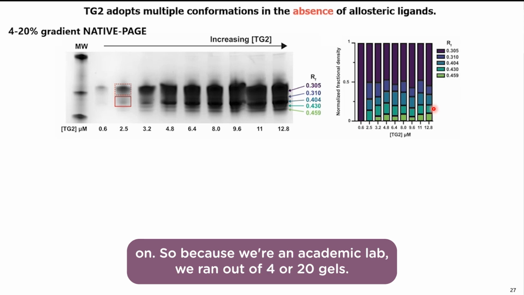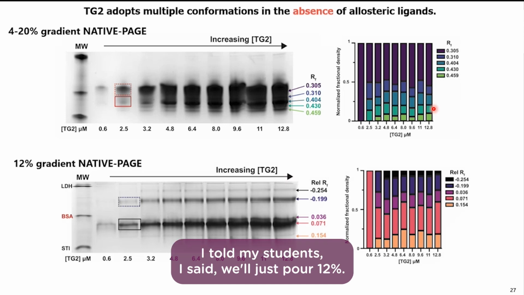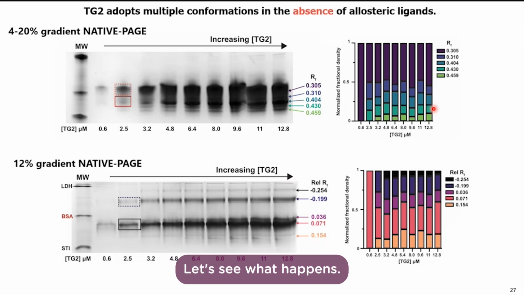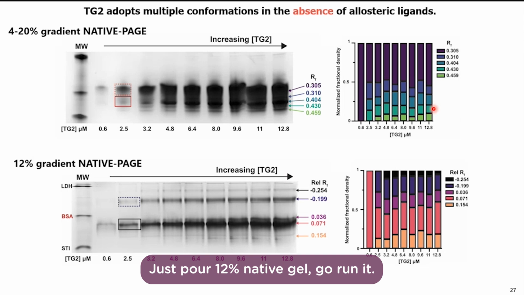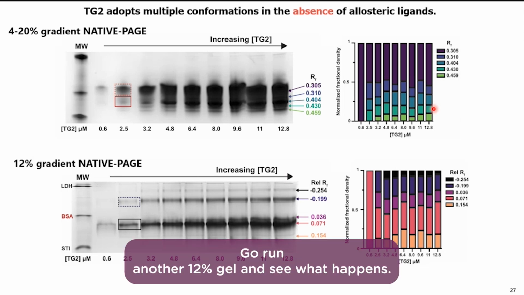Because we're an academic lab and we ran out of 4-20 gels, and they're really expensive, I told my students, well, just pour 12%. Let's see what happens. Just pour a 12% native gel, go run it. And we got this. And I was like, well, something's wrong. Go run another 12% gel and see what happens. And so we did this.